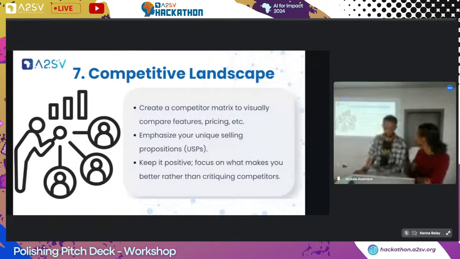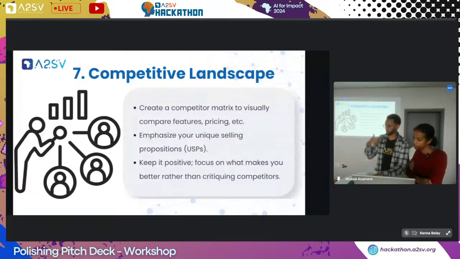So the next one is competitive landscape. Usually in the competitive analysis, we would create a matrix of our potential competitors. These are existing platforms or products in the market that have been doing what we've been doing so far. And we visually compare our features and pricing and things like that, and try to point out on which parts we excel and on which parts we are improving the market.